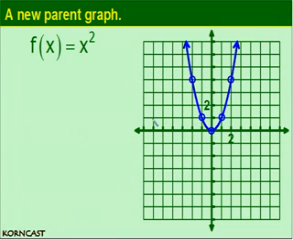Now let's recall some important information from Algebra 1 about quadratic graphs. And the first thing is the vertex. The vertex is the point on our graph where the graph stops going down and starts to go up. And in this case, 0, 0.